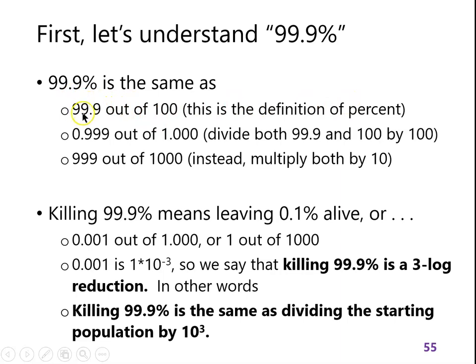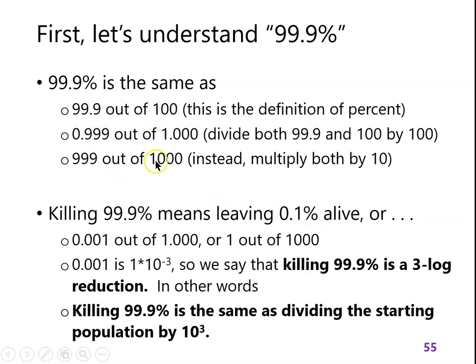I have to convert this in my head to a ratio. So instead of out of 100, out of 1. What I do is divide these numbers by 100, and I get 0.999 out of 1. If I multiply both of these numbers by 10, I get 999 out of 1,000. They're all the same. 99.9% means all of these things. So if a product says it kills 99.9% of bacteria, that means it leaves 0.1% alive.